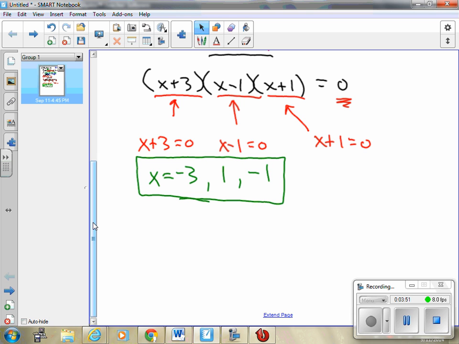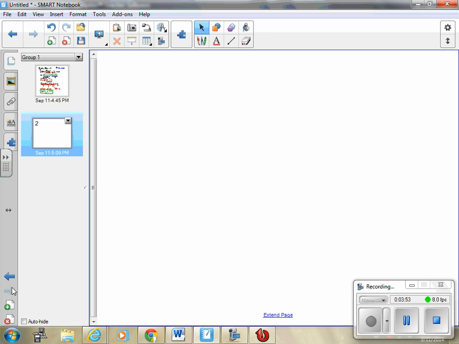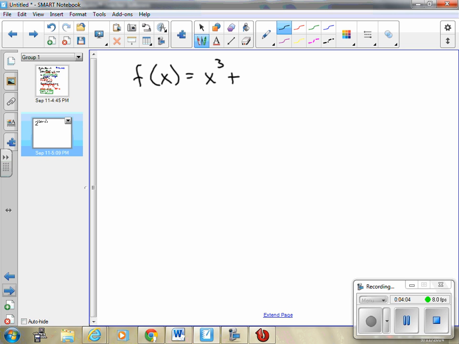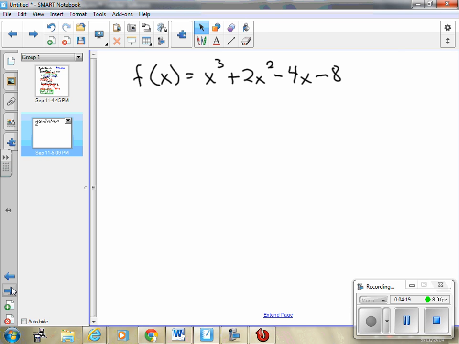So at this time, I think what we'll do here is we will go ahead and give you an example, and you can pause the video and try this and then resume the video and see how it works. So the function I'm going to give you this time is f of x is equal to x cubed plus 2x squared minus 4x minus 8. This is another factoring by grouping, so you can go ahead and pause the video, try it, and then resume the video.